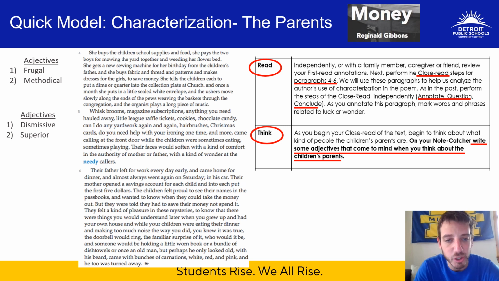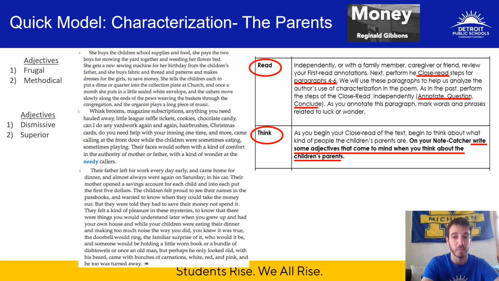They felt a kind of pleasure in these mysteries, to know that there were things you would understand later when you grew up and had your own house, and while your children were eating their dinner and making too much noise the way you did. You knew it was true. The doorbell would ring, the familiar surprise of it. Who would it be? And someone would be holding a little worn book or a bundle of dish towels, or once an old man, but perhaps he only looked old with his beard, came with bunches of carnations, white, red, and pink, and he too was turned away.